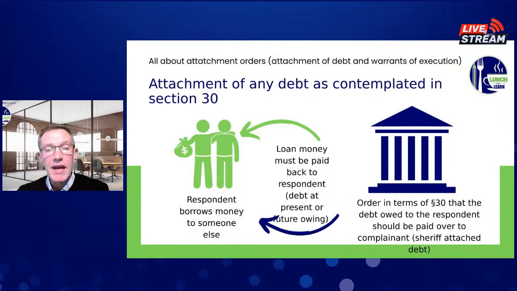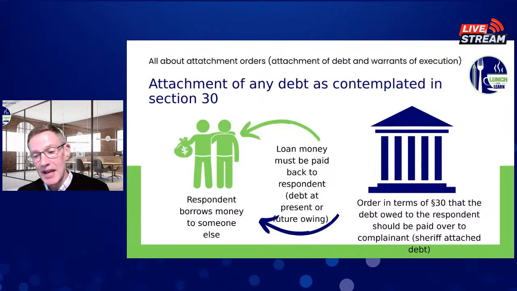Now that money, that 100,000 Rand, in terms of Section 30, the court may make an order that the debt that is due to the respondent not be paid over to the respondent, but be paid over to the complainant in order to satisfy the arrear maintenance.